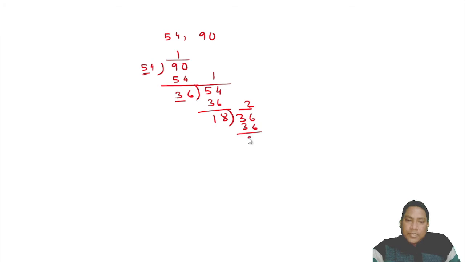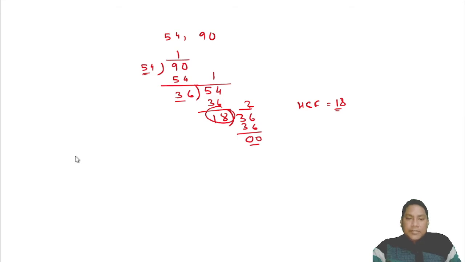Now the remainder is 0. So the divisor, that is 18, is the HCF of the numbers. The HCF is 18. This is the method to take out the HCF by division method. These are the methods to take out the HCF and LCM.